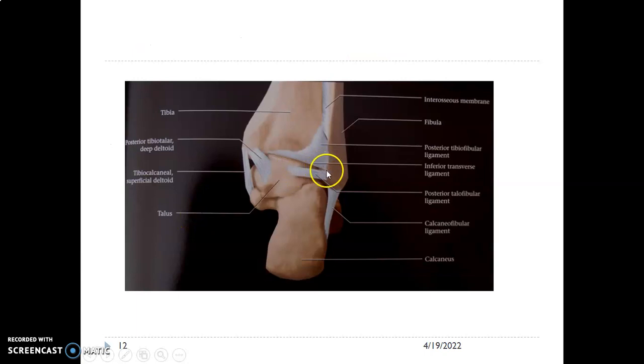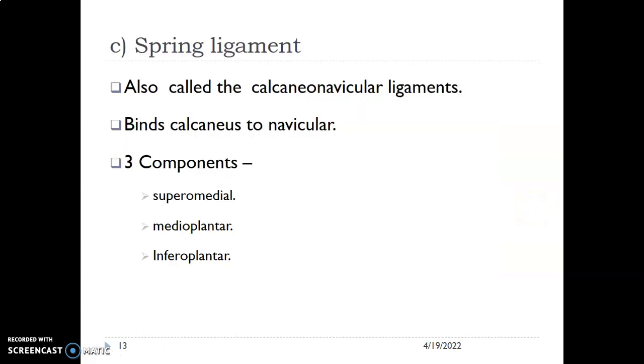So this is your talofibular from fibula to talus posteriorly, and then anteriorly you also have anterior talofibular, and you have calcaneus to the fibula, calcaneofibular. So those are the three components of the lateral collateral ligament of the ankle joint.